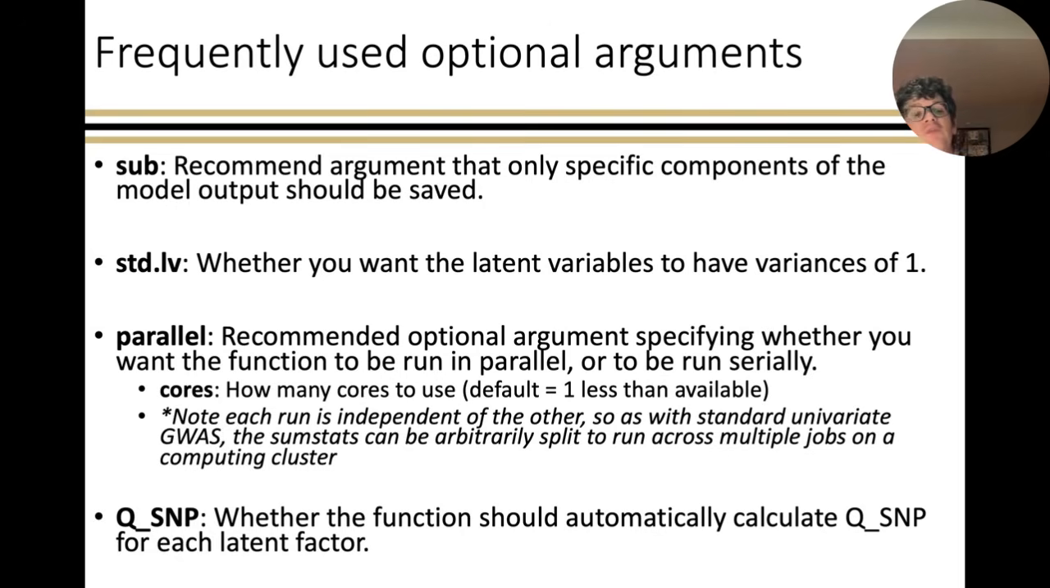The second optional argument is std.lv, so we actually saw that with userModel. This again stands for standardized latent variable, and it's whether or not you want model identification to use setting the variance of the latent variable to 1.